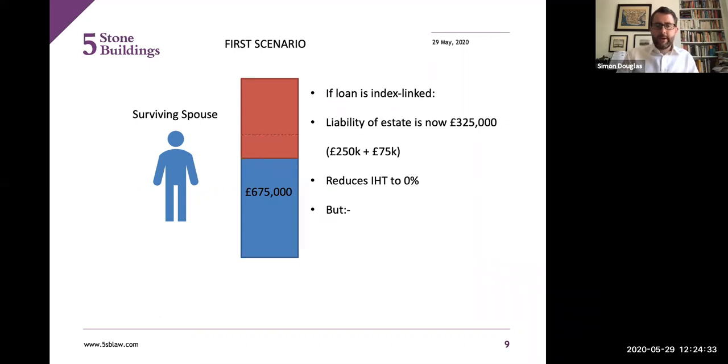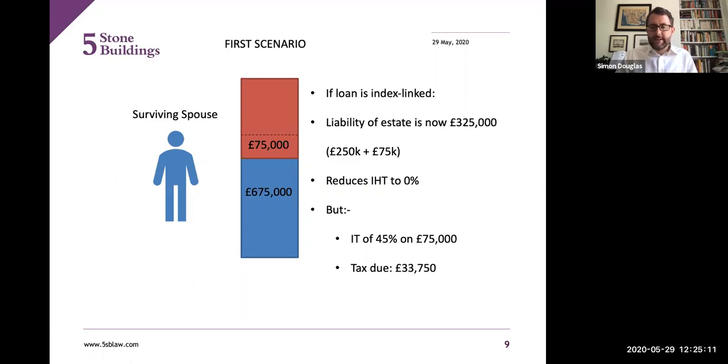The problem, though, is that this £75,000 has now been paid to the trustees of the discretionary trust, and it's treated by the Revenue as interest in their hands. So therefore, they have to pay income tax at 45%, which means that the tax due is £33,750, which is slightly more than the IHT due if the loan was not index linked. What I would say about this scenario is that I don't think it looks as bad. In practice, it probably won't be as bad as that.